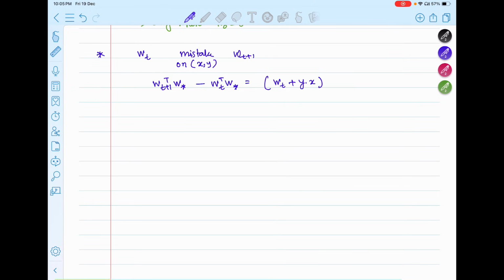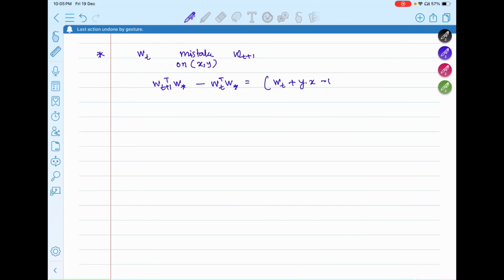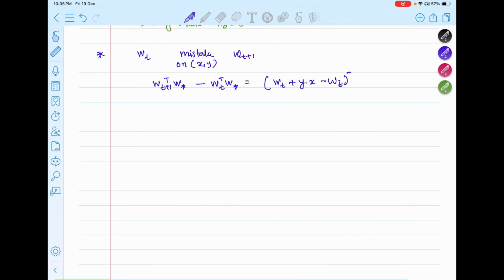So this can be written as this whole thing minus WT transpose W star. And that turns out to be Y times W star transpose X. Now we know that this is bigger than or equal to gamma, which is strictly bigger than 0. Why? Because of the assumption of linear separability.